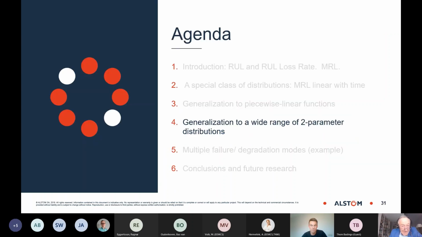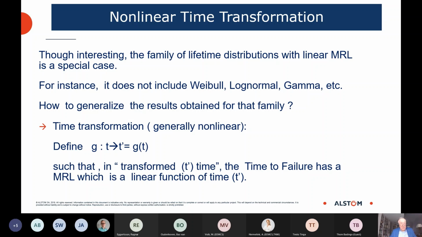So now, of course, this family we looked at of lifetime distributions which have a linear MRL, an MRL linear in time, is a special case. And even if we can always consider that we can cut it into small intervals and it becomes piecewise linear, still it may be artificial in some cases. And it certainly does not include well-known distributions like Weibull, log normal, gamma, etc. So how can we generalize the results obtained for this special family to other families?